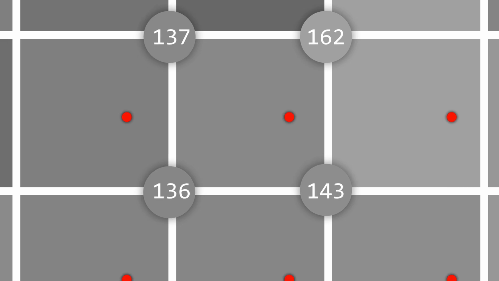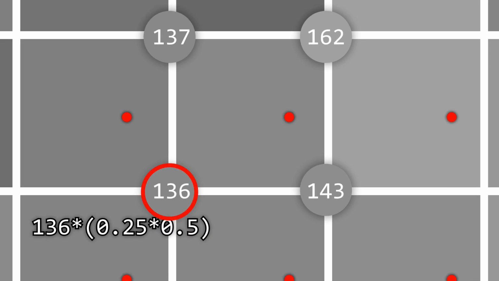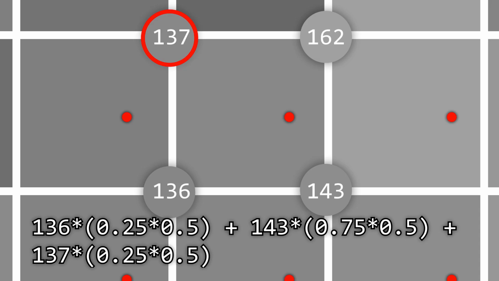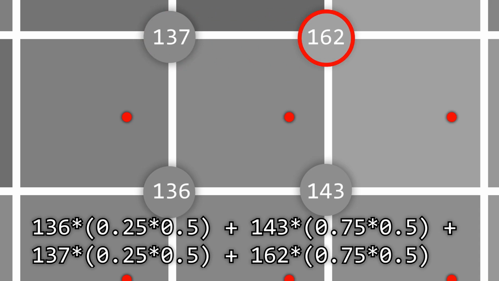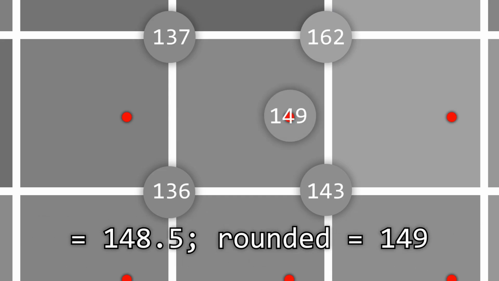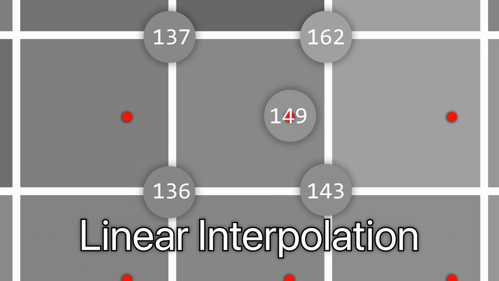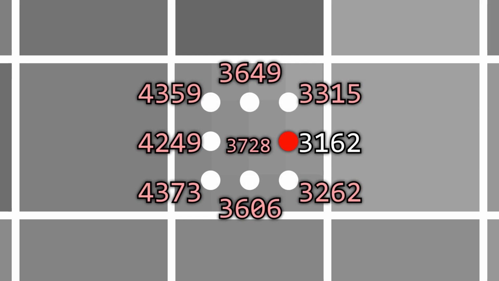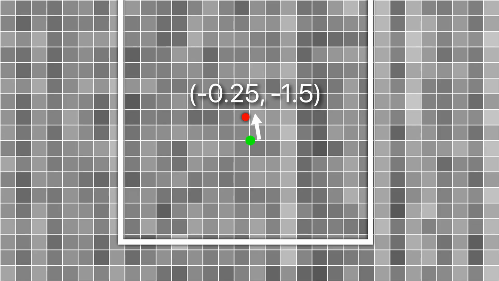So, our value will be 1/4 times 1/2 the bottom left pixel, 3/4 times 1/2 the bottom right pixel, 1/4 times 1/2 the top left pixel, and 3/4 times 1/2 the top right pixel. The process described is called linear interpolation, which essentially generates a gradient between 4 points. Once we found the best SAD for the 8 quarter positions, or none of the quarter positions improve the SAD, this will be our final motion vector for our 16 by 16 partition.